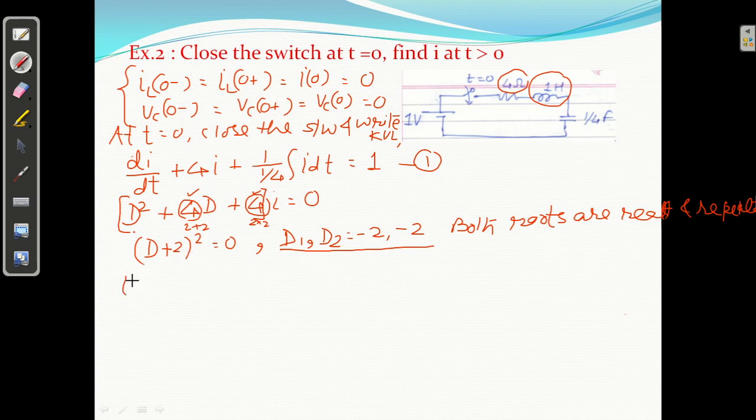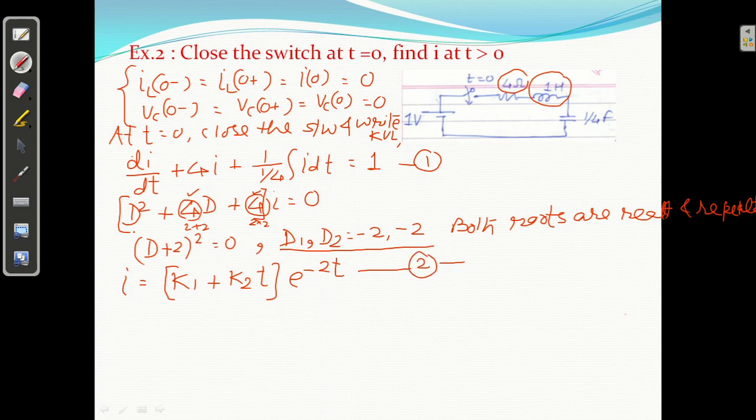So what solution will come? I equal to, the direct solution is, k1 plus k2 into t, e raised to minus alpha t. Alpha is how much? Minus 2t. That is a ready-made solution we have. k1 plus k2t, e raised to minus 2t. Okay, this is equation number 2.